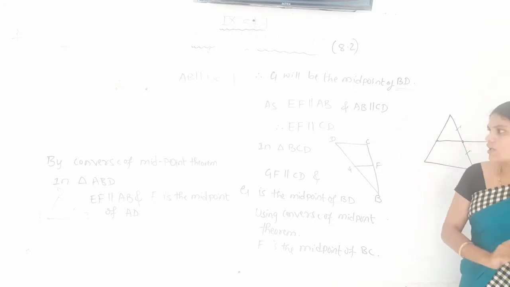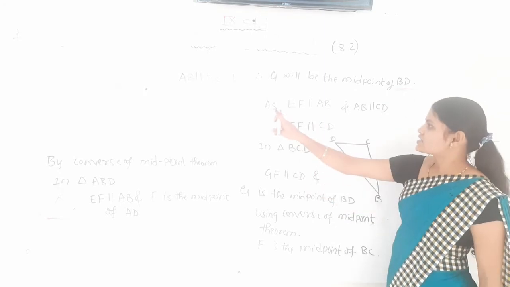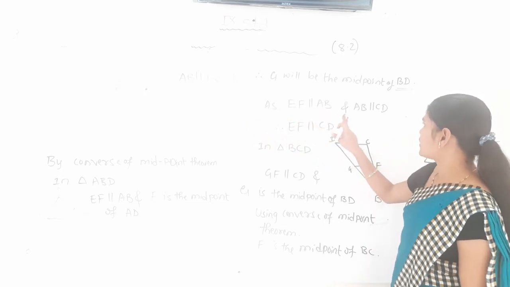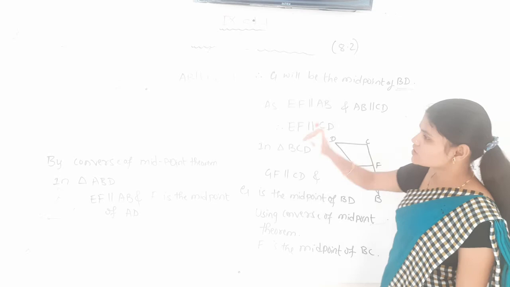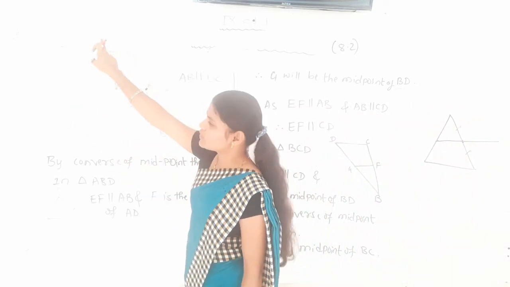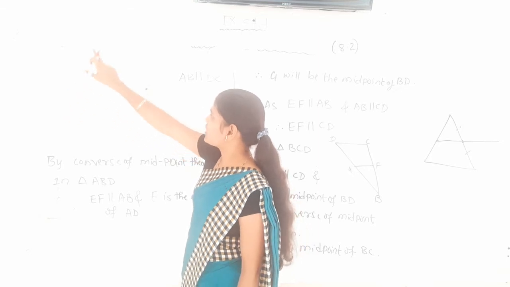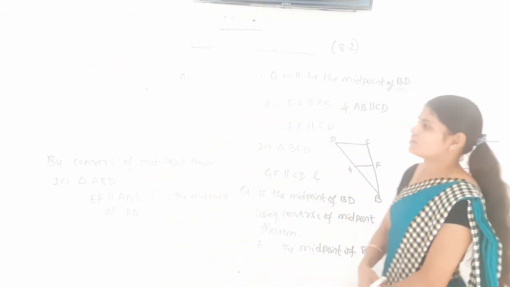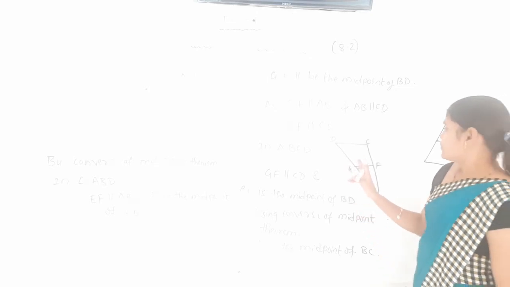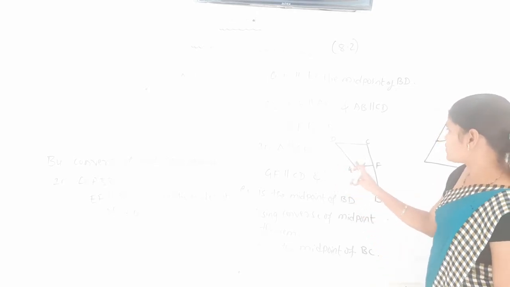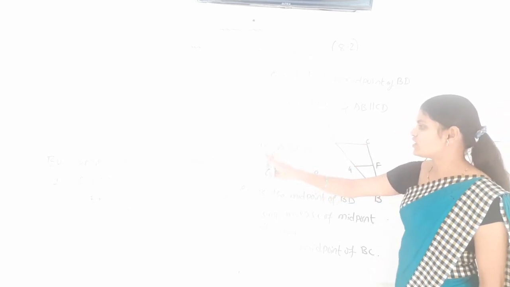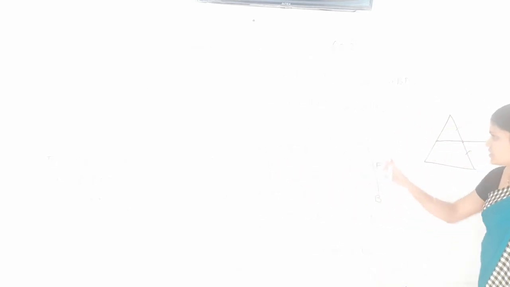Got it? Okay. Next, as same as EF it is parallel to AB. Yes, EF is parallel to AB and AB is parallel to CD. Automatically even EF is also parallel to what? CD or DC. Means your EF is parallel to CD.